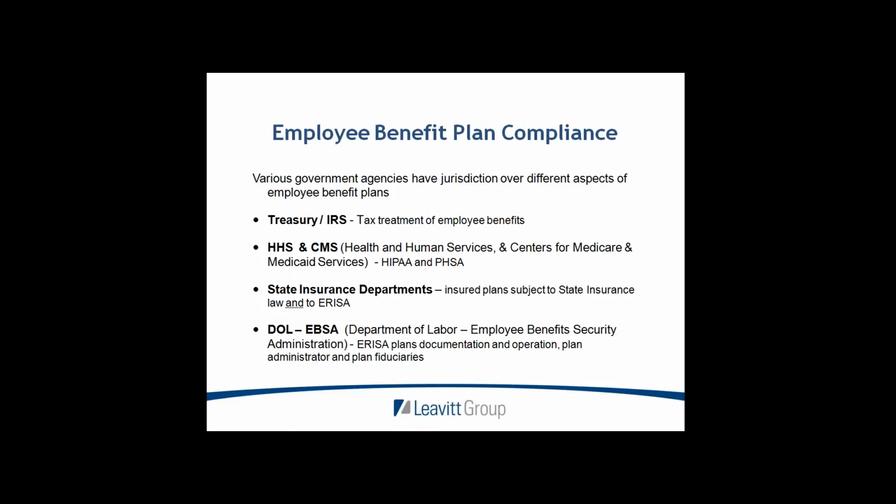So a little bit on employee benefit plan compliance and the agencies that have jurisdiction over different aspects of benefit plans. The 4 main agencies would be the Treasury or IRS, HHS, Health and Human Services, and CMS, the Centers for Medicare and Medicaid Services. The third one would be state insurance departments, but they really have jurisdiction over the insurance companies, so that impacts the requirements in your insured policies, but they don't have jurisdiction over employer plan sponsors generally. And then the DOL or Department of Labor, and EBSA is the Employee Benefits Security Administration. So as I said, this PowerPoint really only addresses DOL audits.